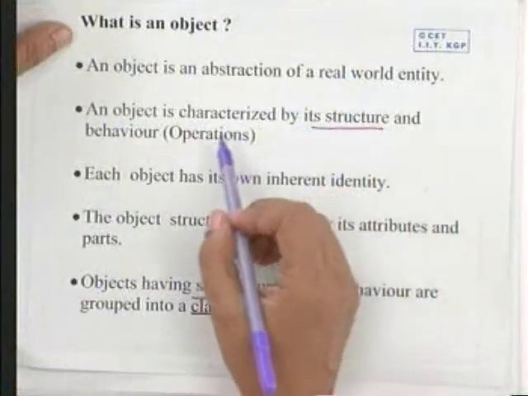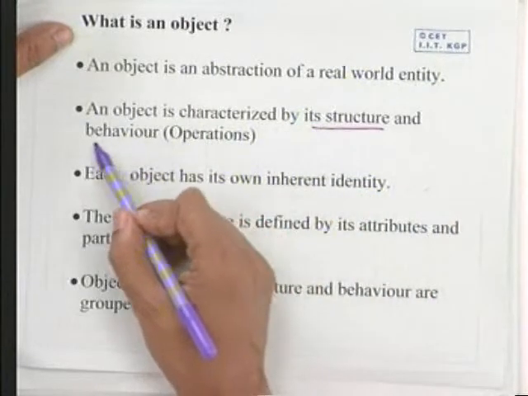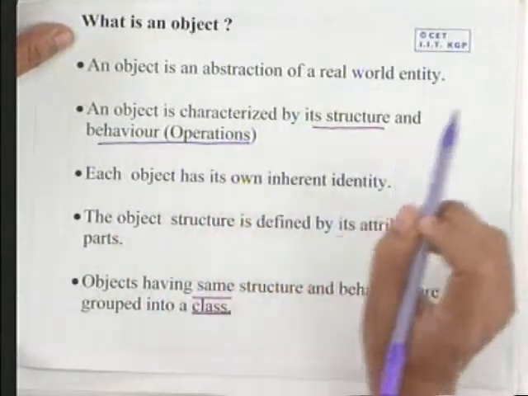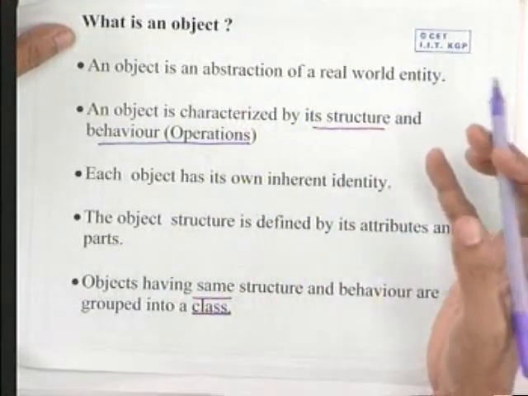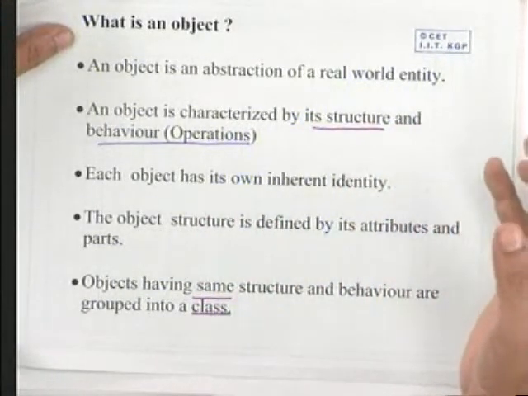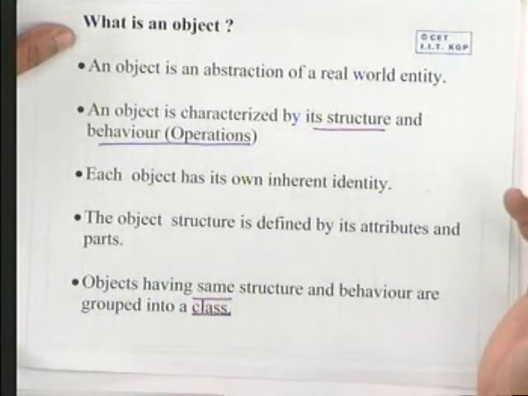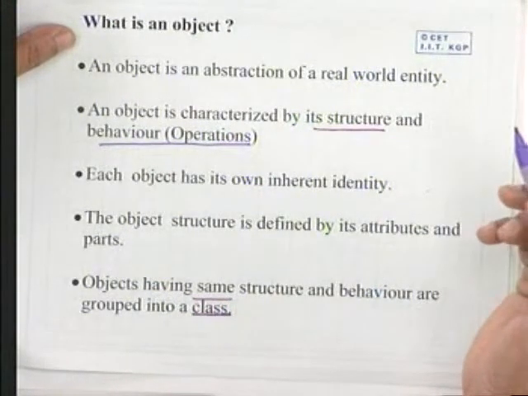We have seen that there are certain properties of classes, and one important property is that an object is characterized by structure and behavior. So the operation concept in objects is something we can think of along the lines of the operations supported in an abstract data type.